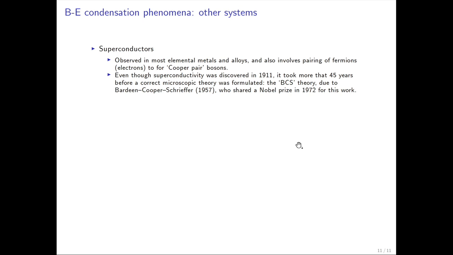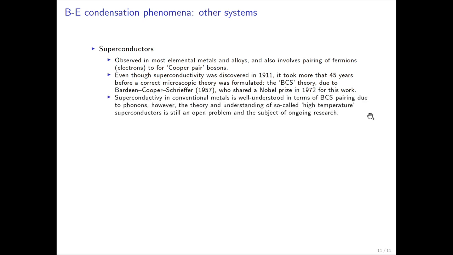Now, superconductivity was discovered in 1911. That was by, not Onsager, I forget the guy's name now, at Leiden. Onnes. Yes, Onnes. But it took more than 45 years before a correct microscopic theory was formulated that really described how fermions paired up in Cooper pairs and became superconducting. This theory is known as BCS, after the authors Bardeen, Cooper, and Schrieffer, who published a paper in 1957 about this microscopic theory, and they shared a Nobel Prize in 1972 for this work on superconductivity.